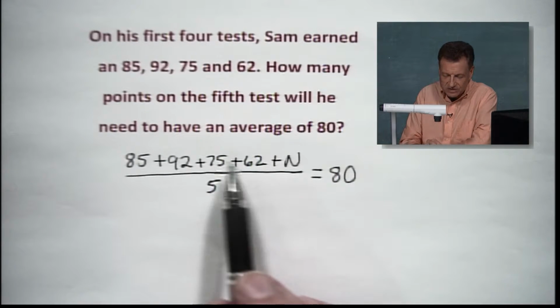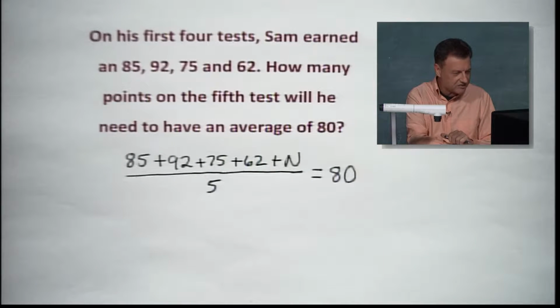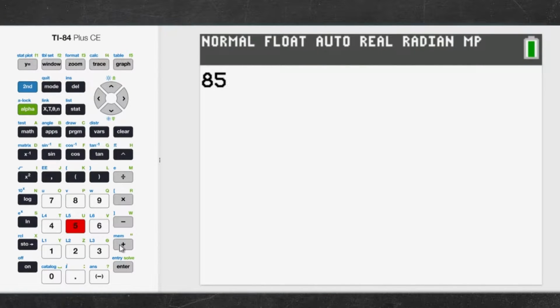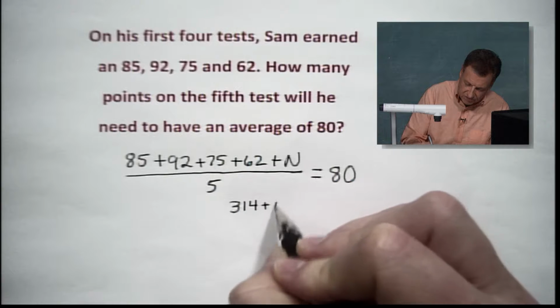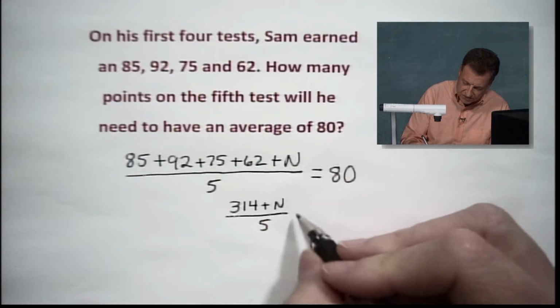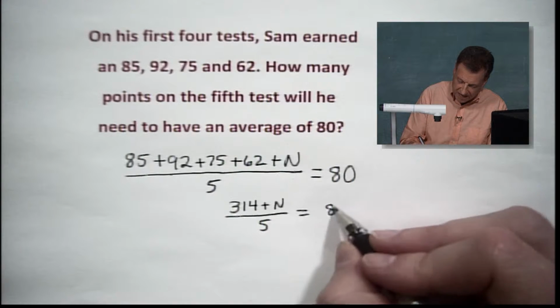Well, why don't we go ahead and add those together? Let's go to the calculator for a minute, because those aren't the prettiest answers. So let's take a look at it. 85, plus 92, plus 75. He had some good grades in there, but ooh, this last one was a kind of a stinger. Hurts. Well, that's what we got, 314. So this is going to look a little bit easier. It looks a lot easier when we add those 4 numbers together. And now we've got 80 over here.